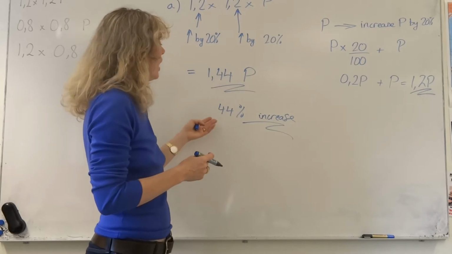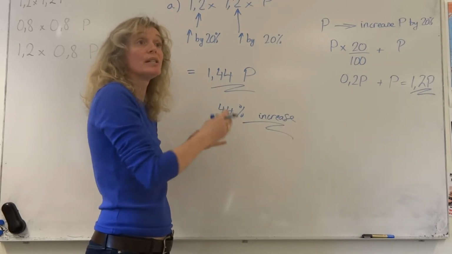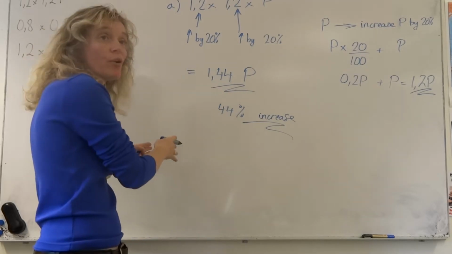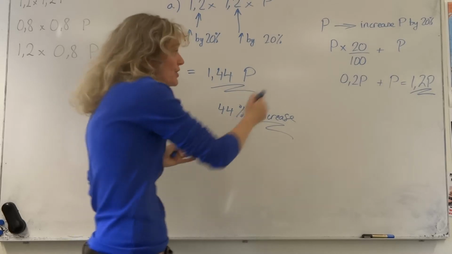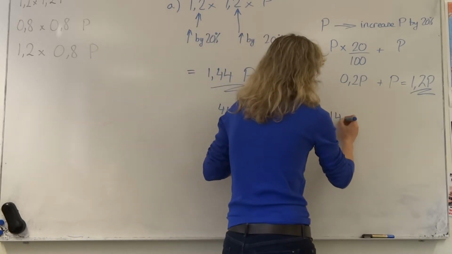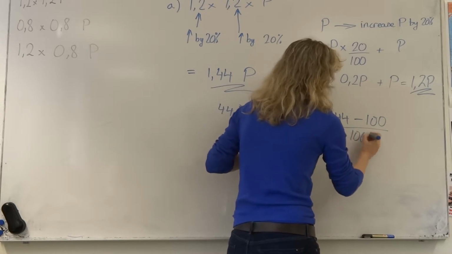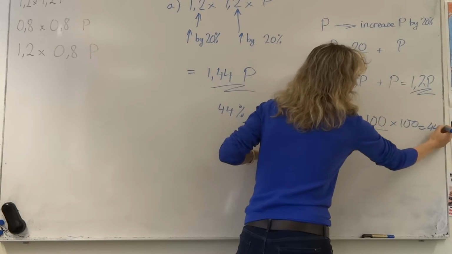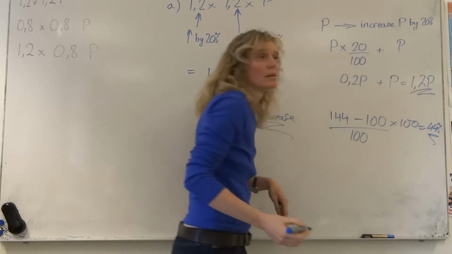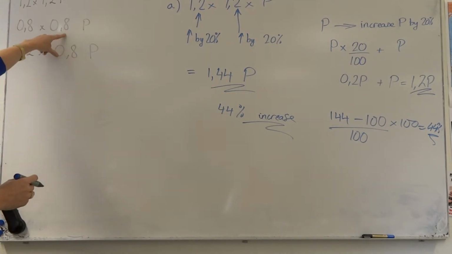Otherwise you'd have to use the subtraction method, where you take the difference, the 144 minus the original 100, divided by the original 100, multiplied by 100. It would still give you 44%, but it would be much more complicated. Okay? So change factor, very useful.